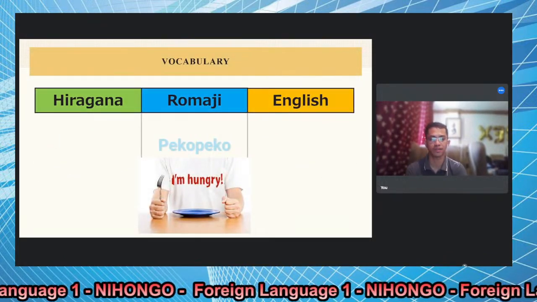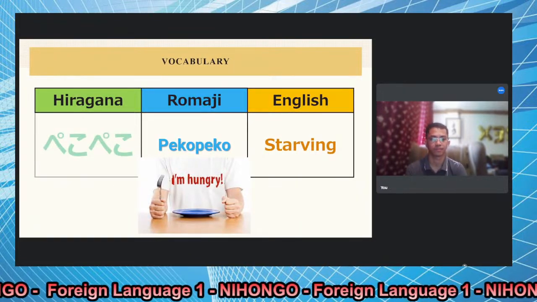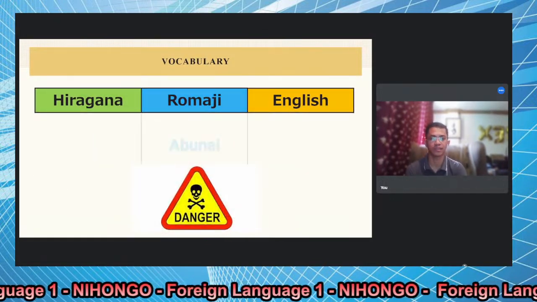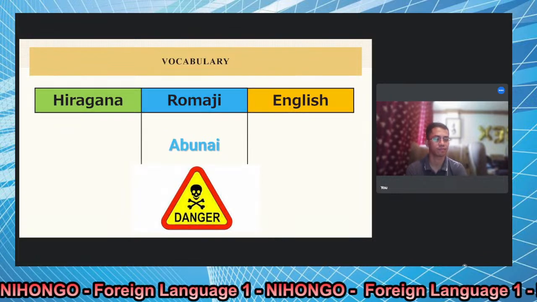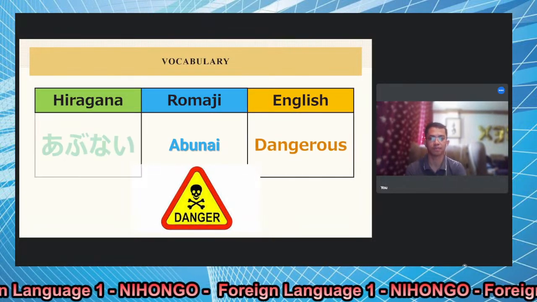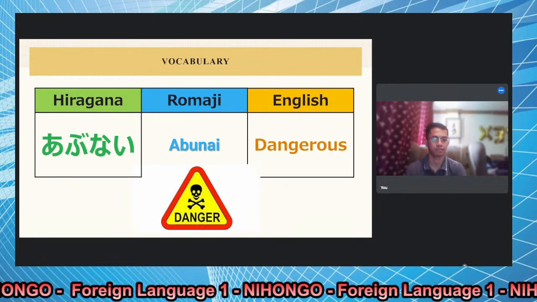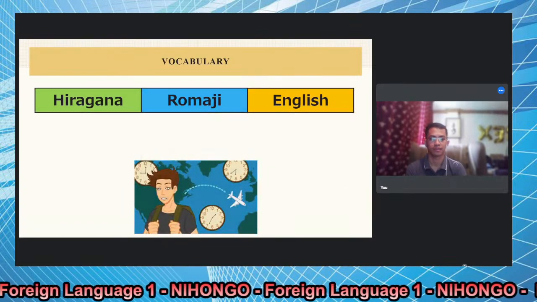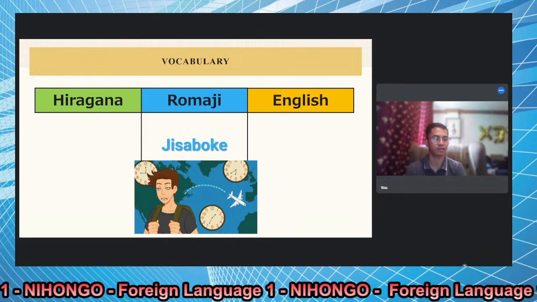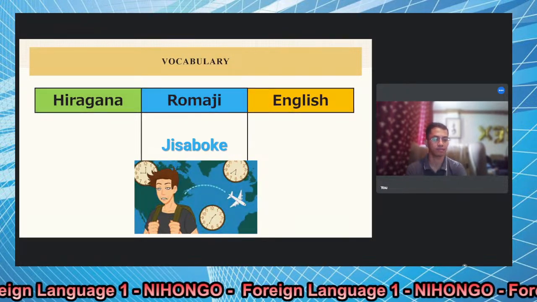So, you know this one? Peko peko is starving. And then dangerous, abunai. Abunai. Jet lag is jisaboke. Jisaboke.